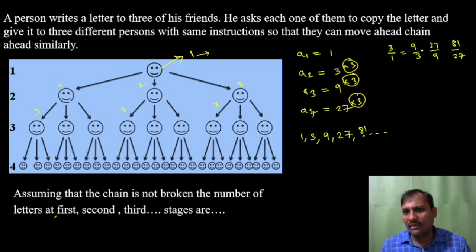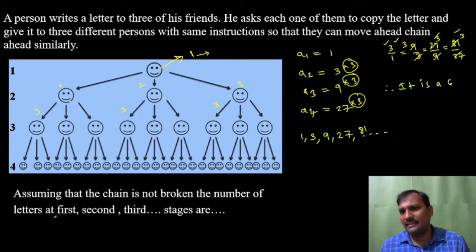If all of them are equal, then we can say that in these situations, whatever numbers are involved will form a GP. Let us take here 3 by 1, 3 by 3, 9 by 3, 27 by 9. So the common ratio is 3. Therefore, it is a GP. It is a geometric progression.